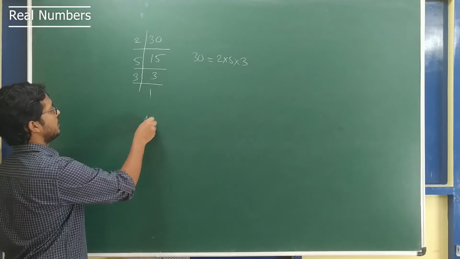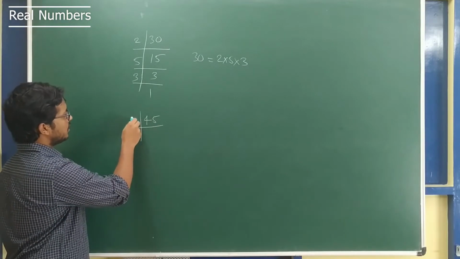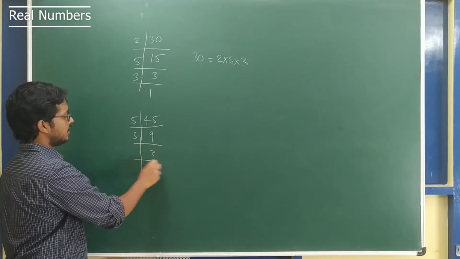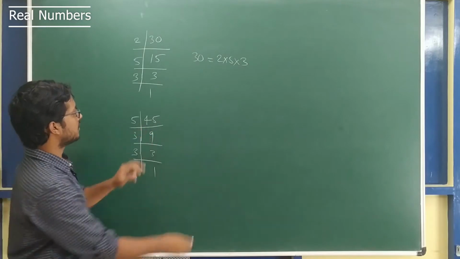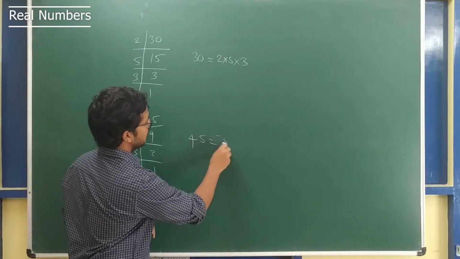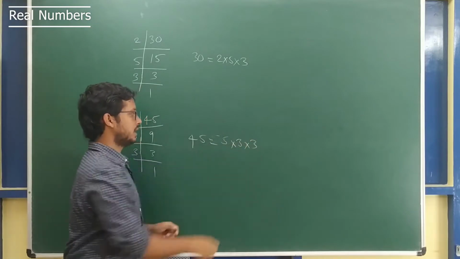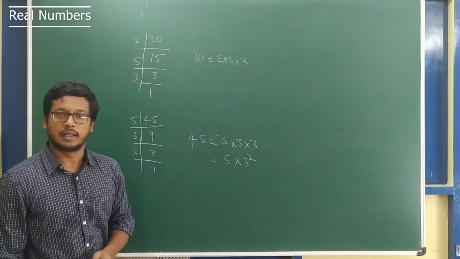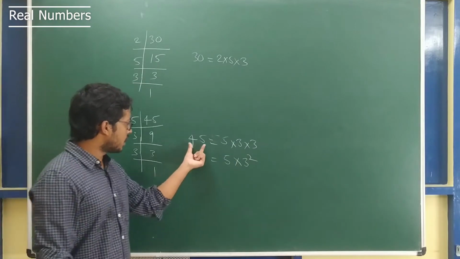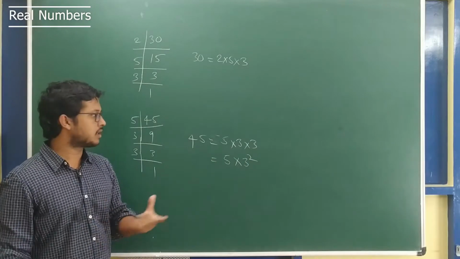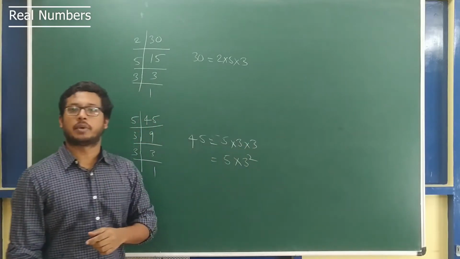Let's take another example, say 45. 5 9s are 45, 3 3s are 9, 3 1s are 3. So 45 can now be written as 5 into 3 into 3, which is essentially 5 into 3 square. Correct? So what did we do here? We wrote a composite number as a product of prime numbers. You are always supposed to write it as a product of prime numbers.